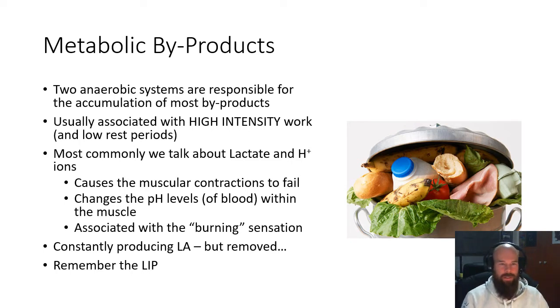Metabolic byproducts. So this is all the trash. The two anaerobic systems are the ones that accumulate the most byproducts. The ATP-PC system is actually pretty good. It doesn't produce any sort of performance inhibiting byproducts, whereas the anaerobic glycolysis system, that's the big one. That's the one that produces that performance inhibiting waste. It's usually associated with high intensity work, where you don't get a lot of recovery time.